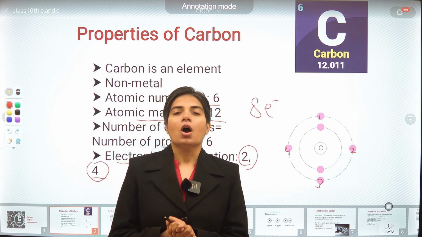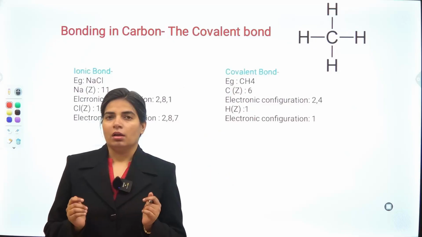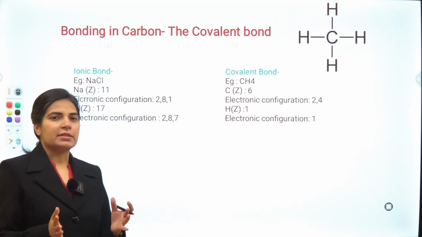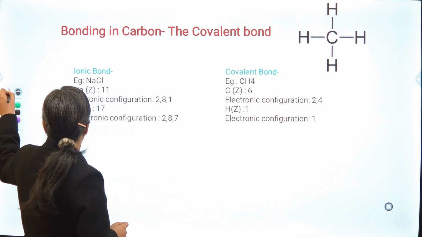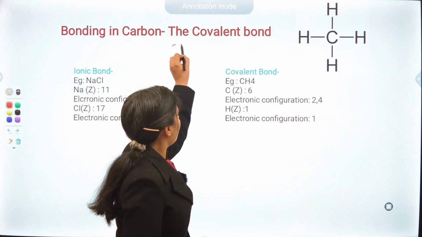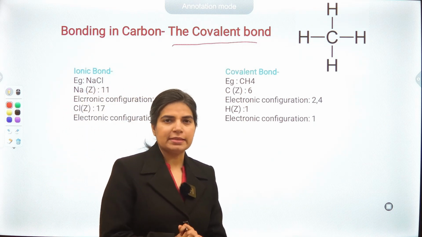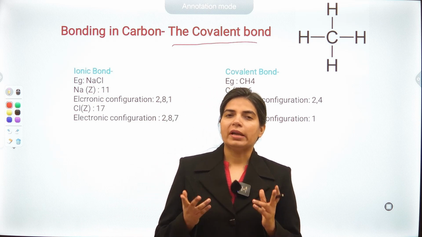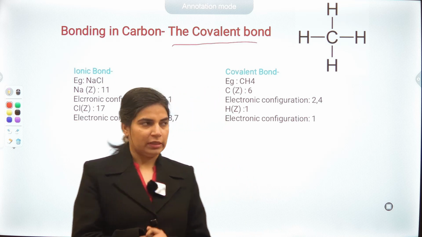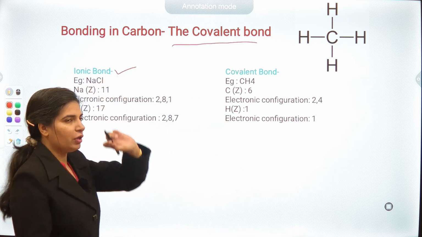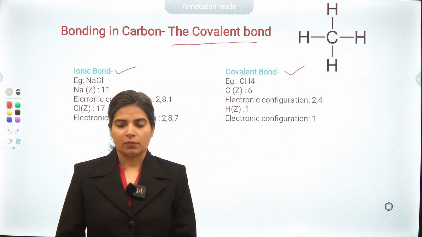So the question is, what kind of bond is formed by carbon? Let's see. Now we are going to discuss what kind of bond is formed by carbon. The thing is, carbon always forms covalent bond. And before discussing that, we need to know what are different kinds of bonds. We have 2 kinds of bond. The first one is ionic bond and the second one is covalent bond.